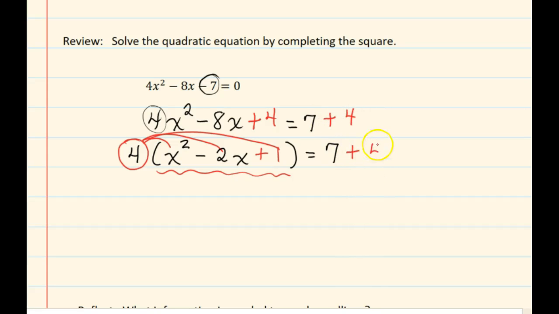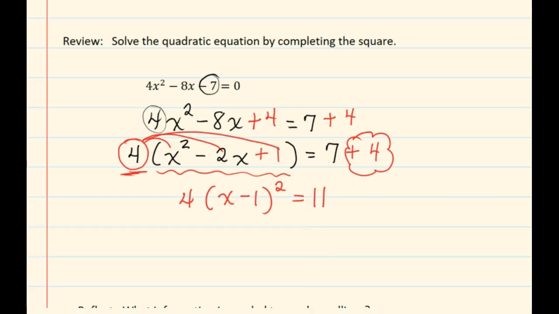So remember that this 4 came from making sure that we can multiply everything in our parentheses by that multiplier of 4 that's on the outside. Now we can rewrite this as 4x minus 1 squared is equal to 11. And now we can continue solving for x by dividing both sides by 4.